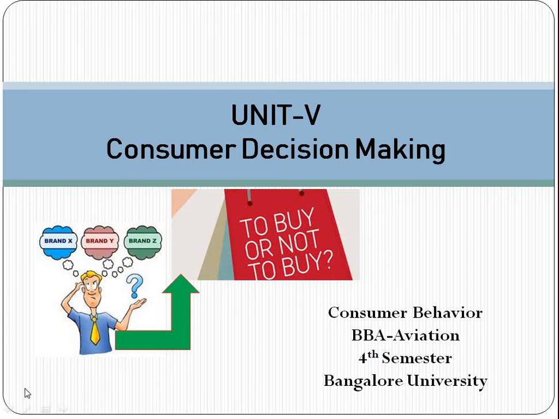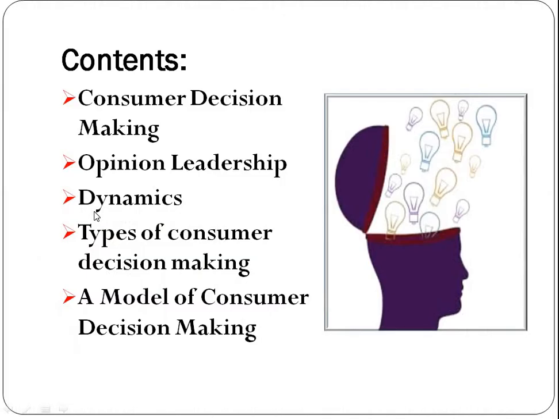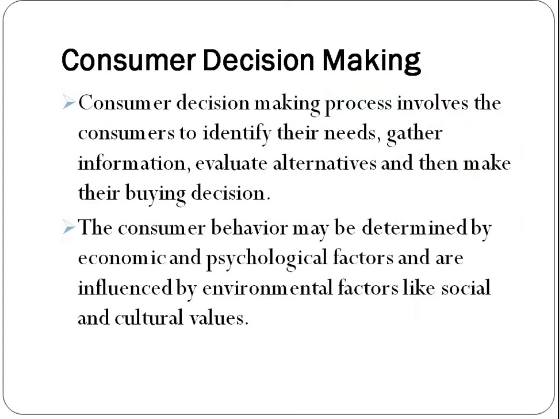Today we are learning Unit 5 for BBA Aviation 4th semester, that's called Consumer Decision Making. In Unit 5, you would study the following contents: Consumer Decision Making, Opinion Leadership, Dynamics of Opinion Leadership, Types of Consumer Decision Making, and Model of Consumer Decision Making. So there are completely 5 topics in detail you're going to understand in Module 5. So let's get started to learn one by one.